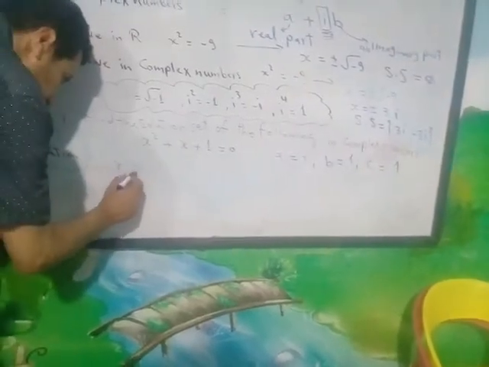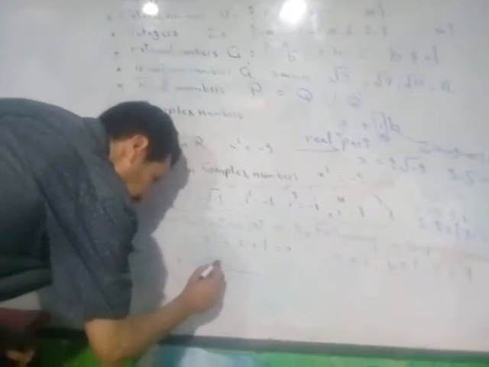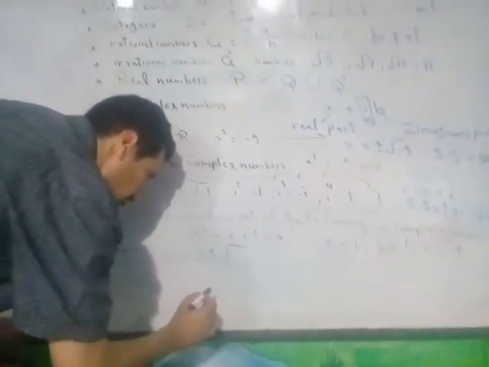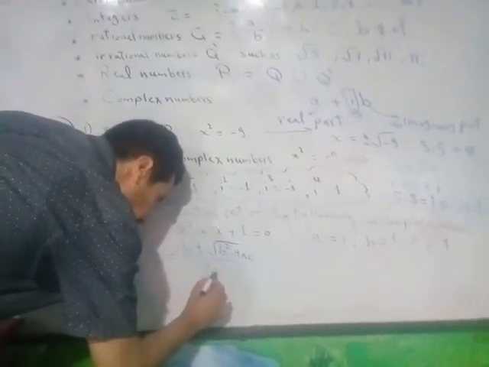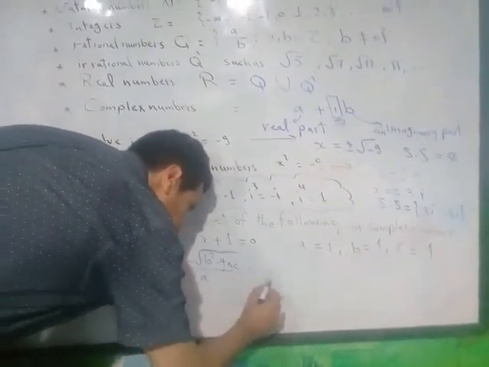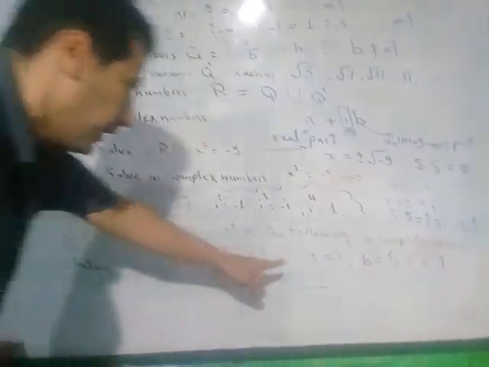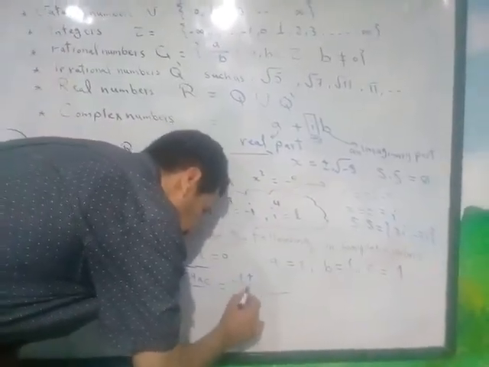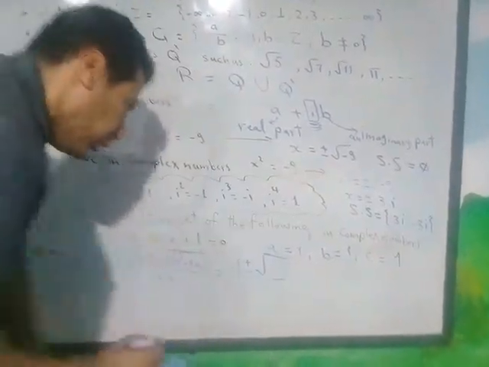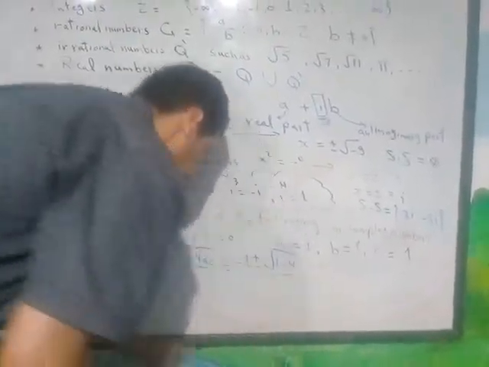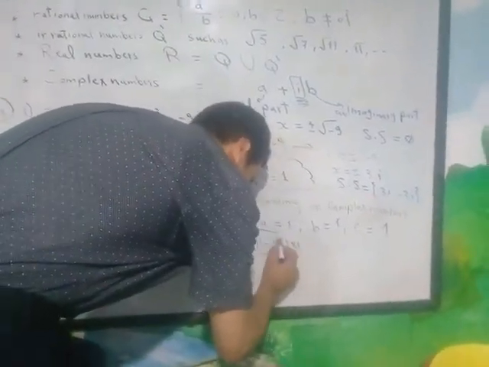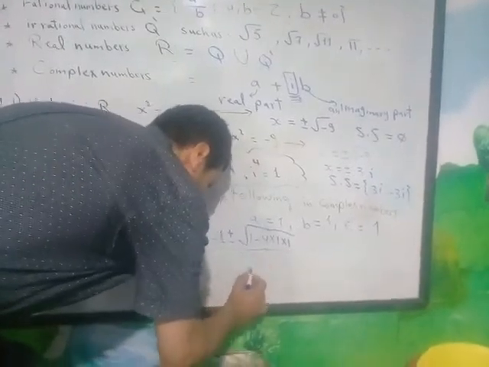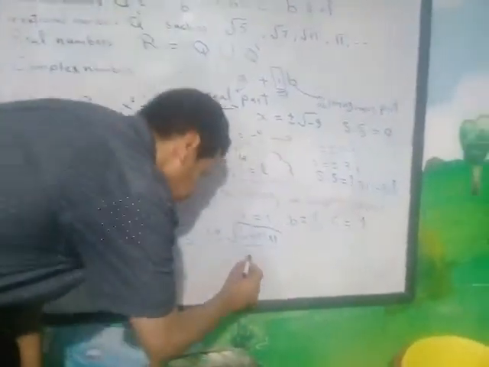x equals the general rule formula: negative b, positive or negative square root of b power of 2 negative 4ac, over 2a. Negative b, negative 1, positive or negative square root of b power of 2, 1, negative 4 multiply a multiply c, 1 multiply 1. 2 multiply a equals 1.